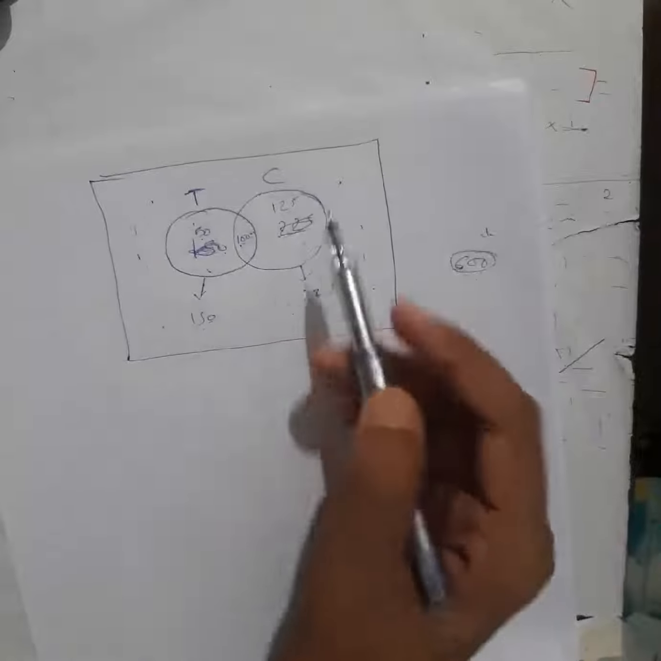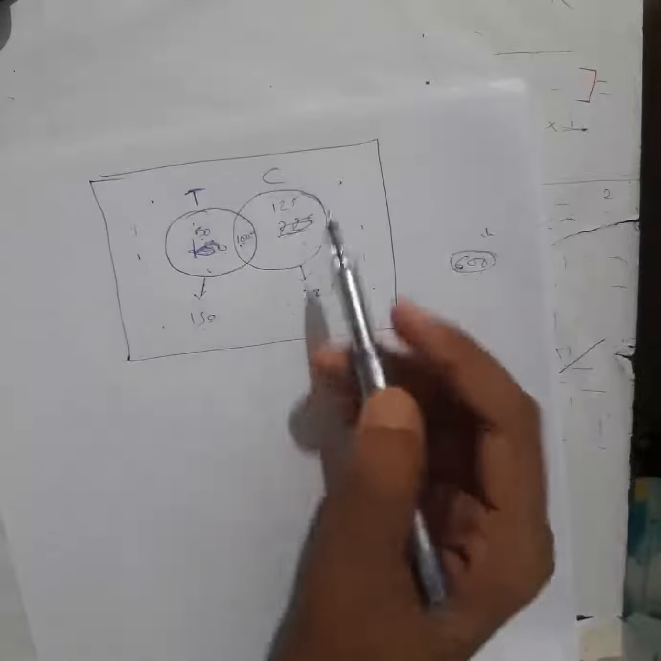Okay, so here how many? 50, 100, 125. So this is the universal set, right? So this is your (T union C) complement, this portion. So you have to find this only. How many students are there who are taking neither tea nor coffee? Neither tea nor coffee means which one? This portion, right? So this portion is how much you have to find out.